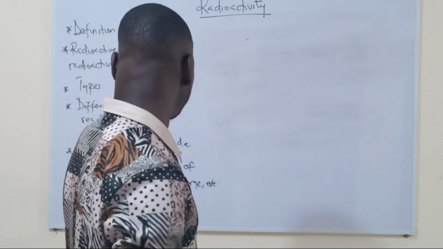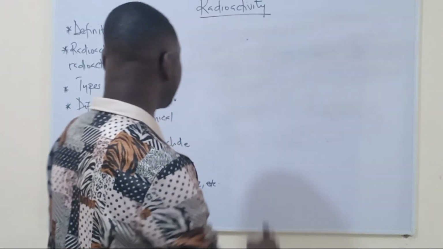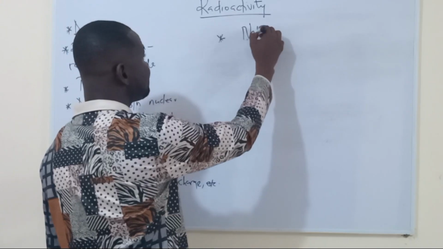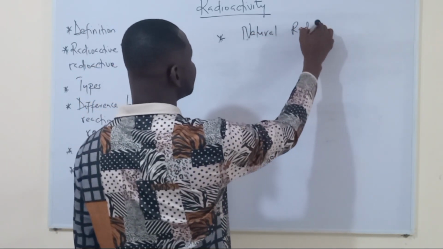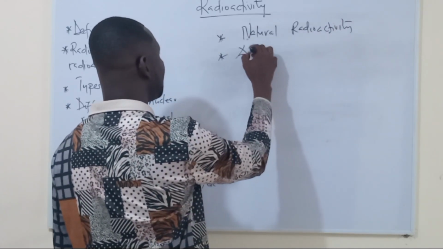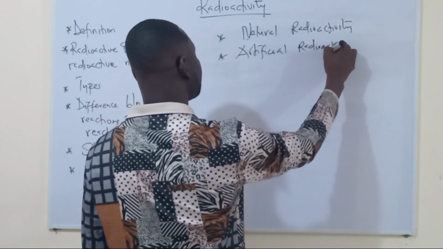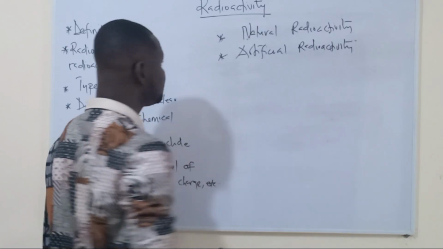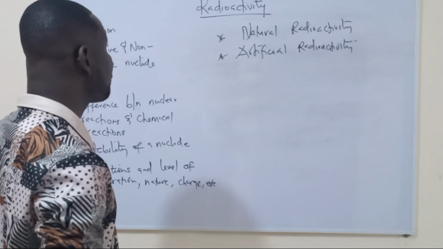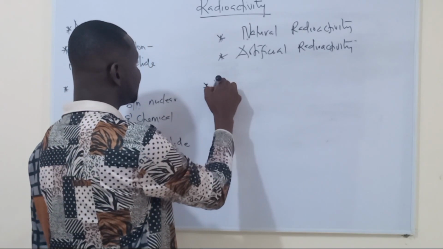Now, the next thing we want to look at is the types of radioactivity. We said that there are two main types of radioactivity. We have natural radioactivity and artificial radioactivity. What is natural radioactivity?